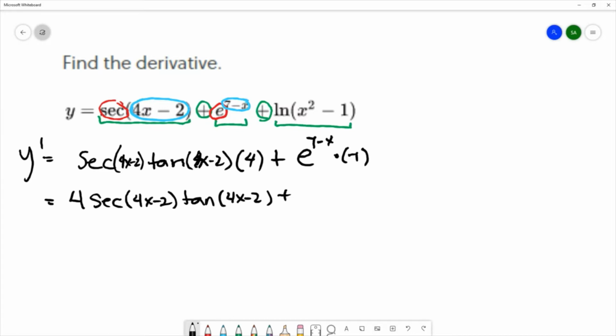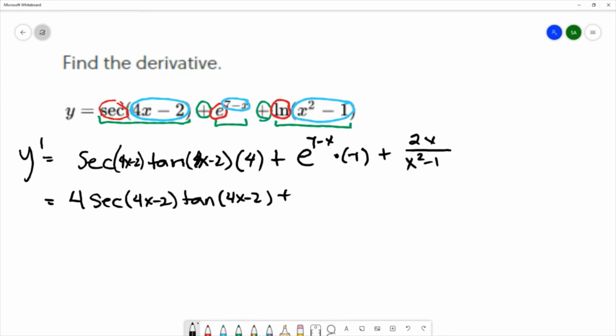So the derivative of 7 minus x is negative 1. And then on this final term, the outside function is natural log, so I need to follow the rule for natural log. The derivative of natural log x is 1 over x, or in general, u prime over u, that's the inside derivative over the inside. So we're going to get the derivative of the inside of x squared minus 1, which is 2x, over the inside, x squared minus 1.